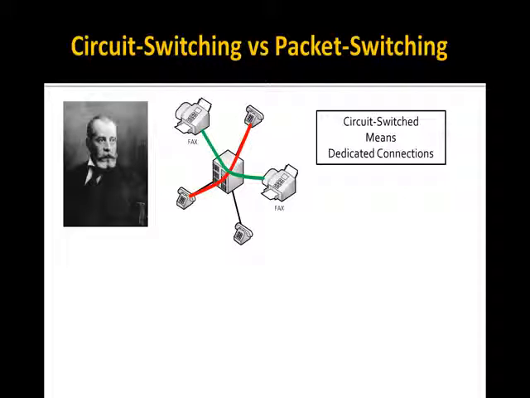Remember your mesh network? If I have 2 endpoints, how many connections do I need? N times n minus 1 divided by 2, so I need 1 connection. If I have 3 endpoints, how many connections do I need?